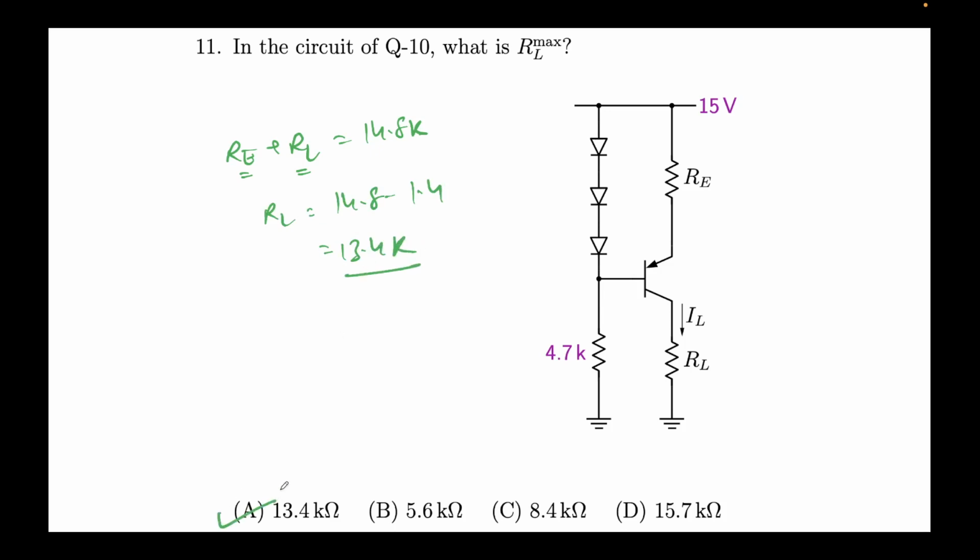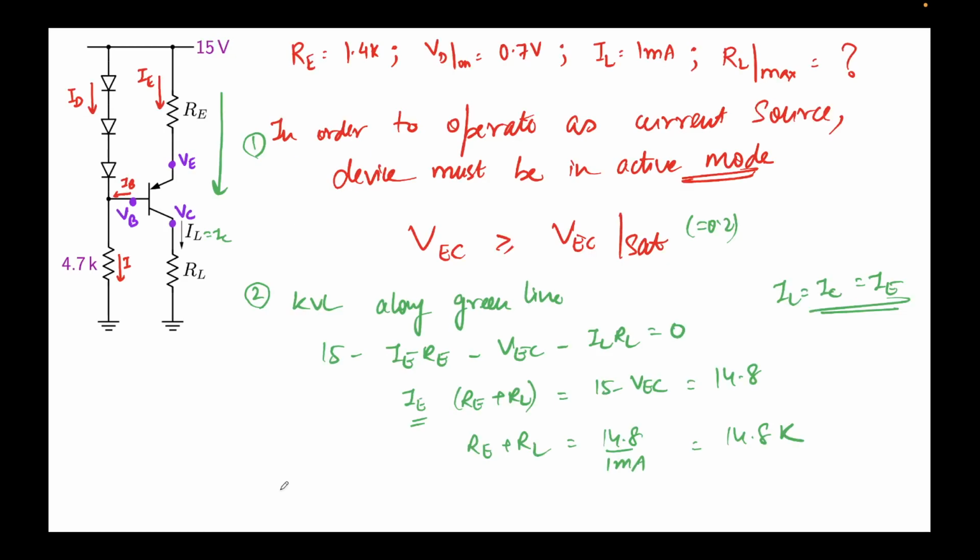So that's how we'll get this answer. Now, even if you take the inequality over here, how will you solve this? We'll simply do it like this. I'll write this in a different format: VEC equal to 15 minus IE times RE plus RL. I'll get this, right? And this should be greater than or equal to 0.02.